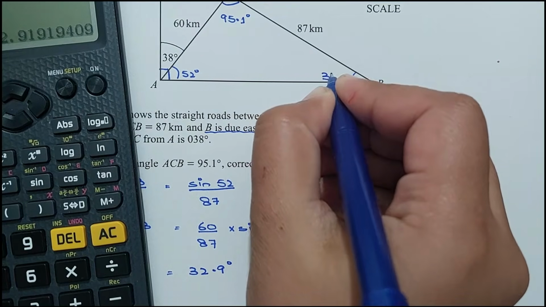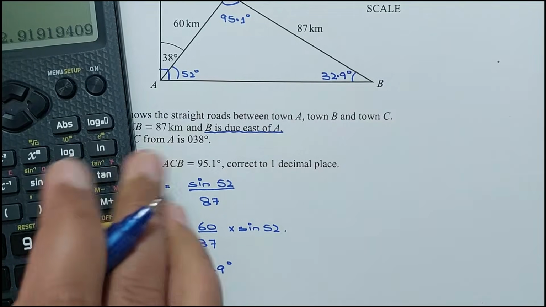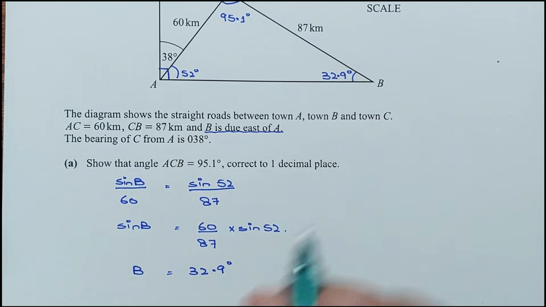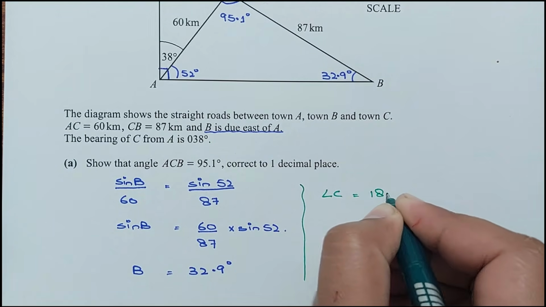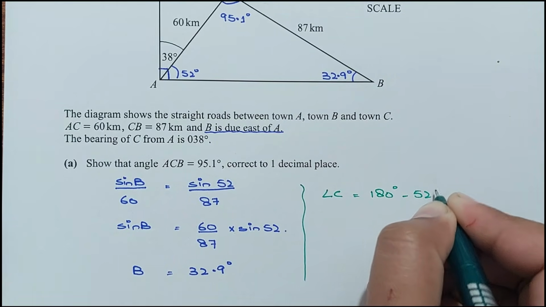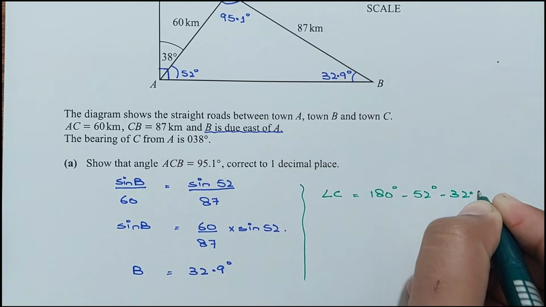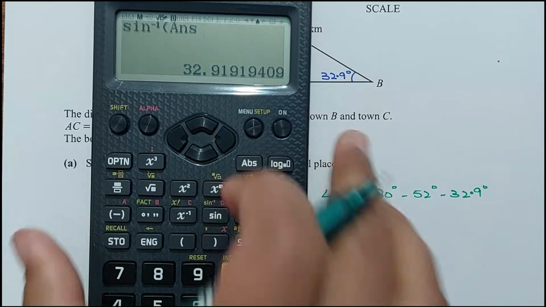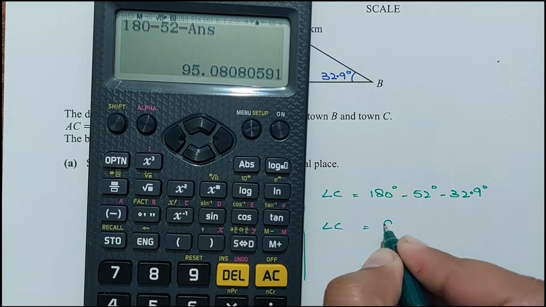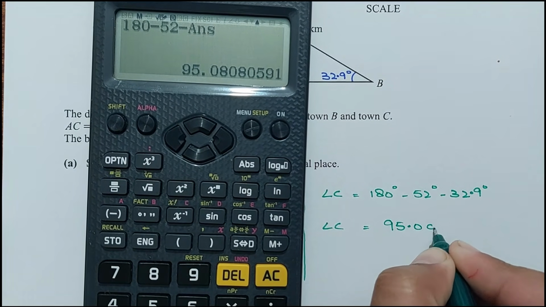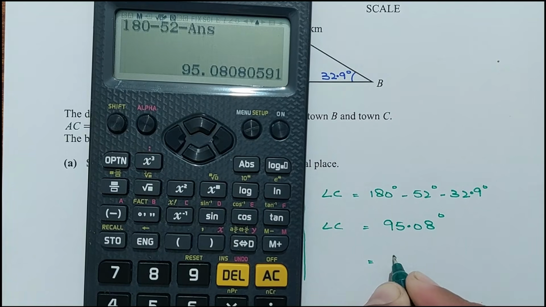This is 32.9 degrees. Now we have to solve for the third angle. As we know, the sum of all angles of a triangle adds up to 180. So angle C would be equal to 180, subtract 52 degrees and subtract 32.9 degrees. 180 take away 52, take away the answer. Angle C is equal to 95.08 degrees. Up to 1 decimal place it is 95.1 degrees.